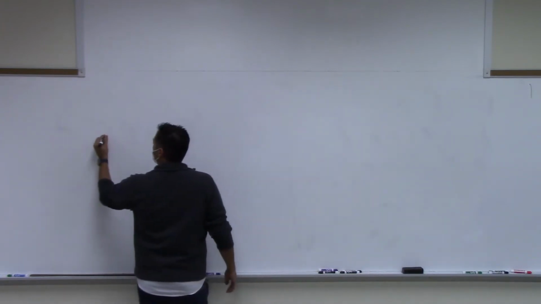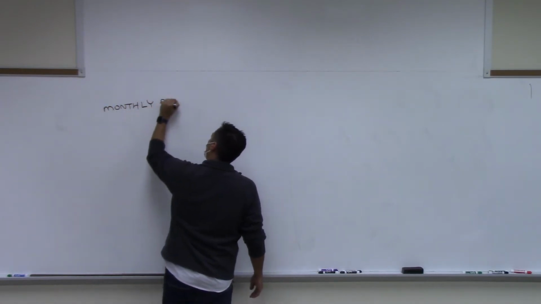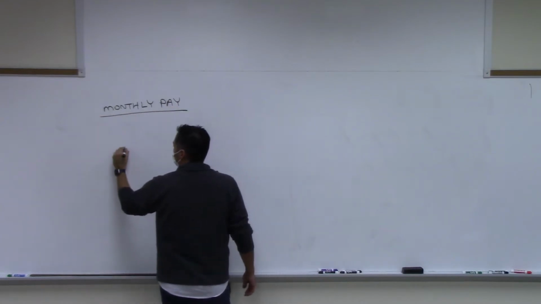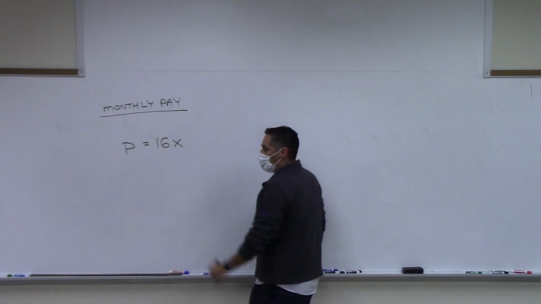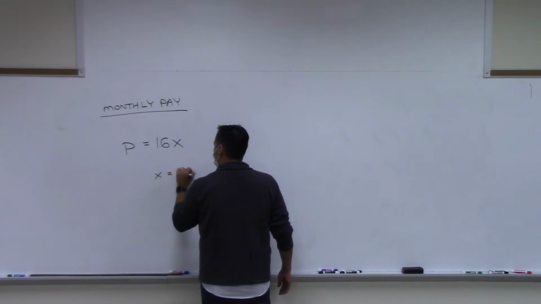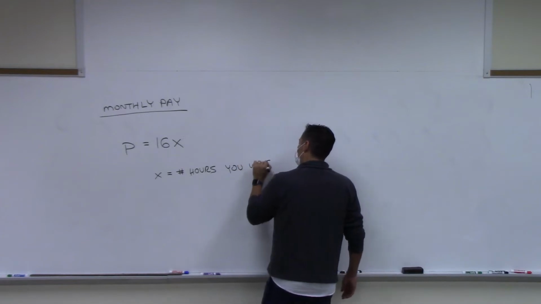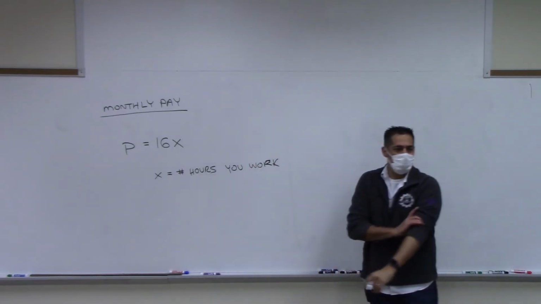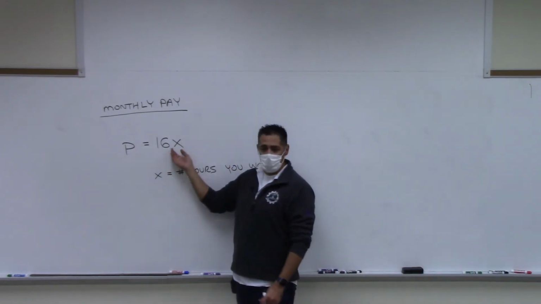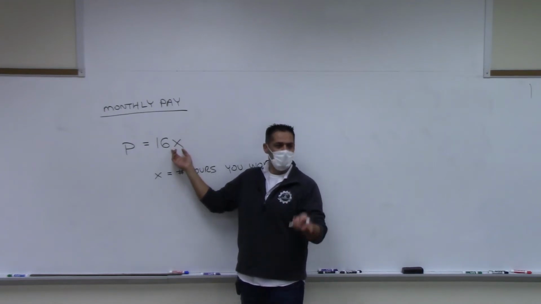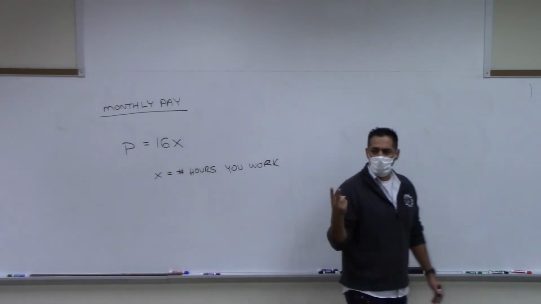So what you could do is you could figure out your monthly pay, by saying, let's say your pay, P, is equal to 16x, where x is equal to the number of hours you work, the hours you work in that month, right? Your pay is equal to 16 times x. So if you work 0 hours that month, you make $0. You work 1 hour, you make $16. You work 2, you make $32. It's a very simple equation, right? But it is a linear equation in 2 variables, isn't it?